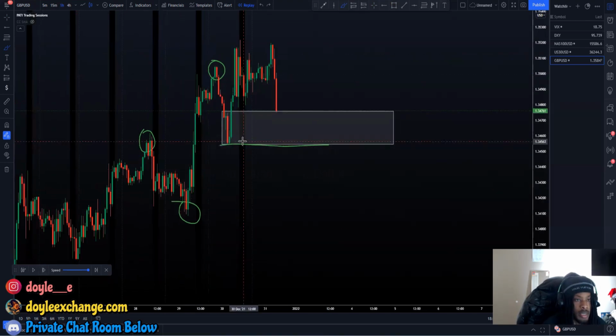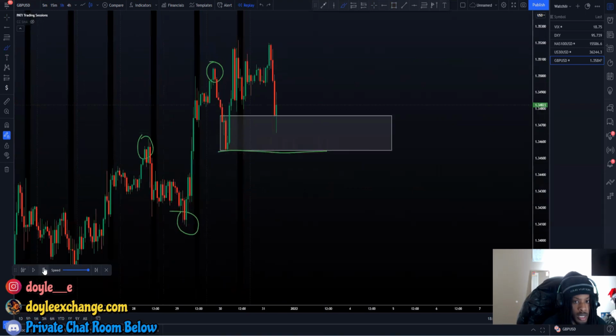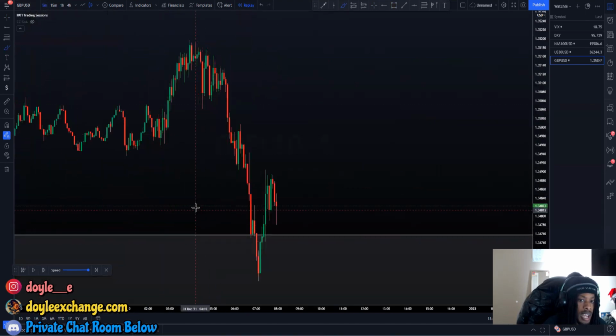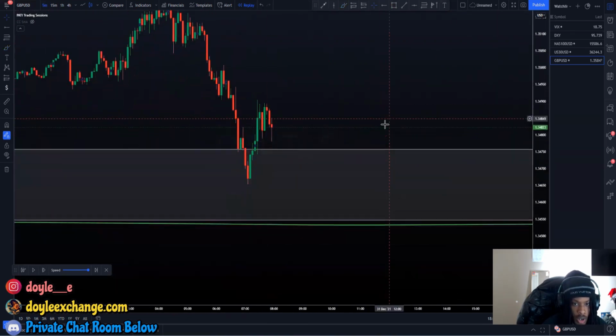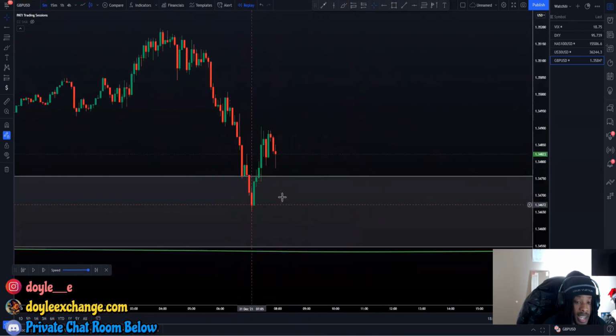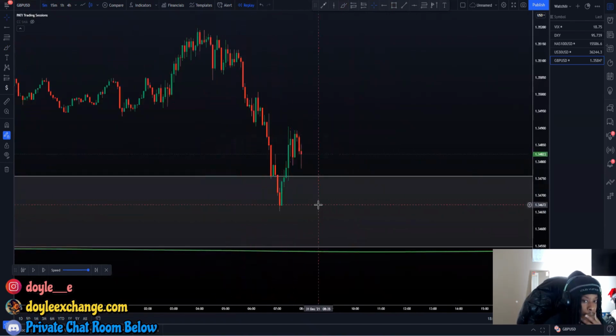Okay. Now we're in the zone. We're in the zone and let's go to the 5 minute. Now, if we go to the 5 minute, we see a major rejection off of this demand area on the 1 hour. Now, this zone is too big.